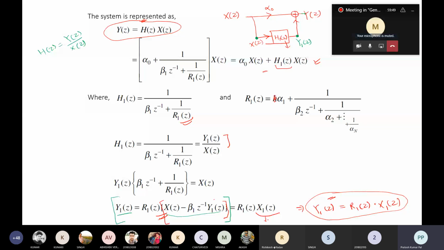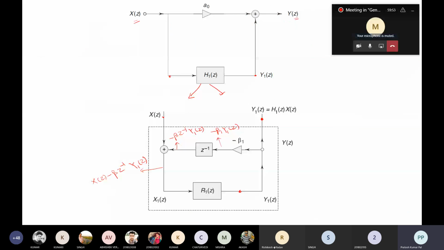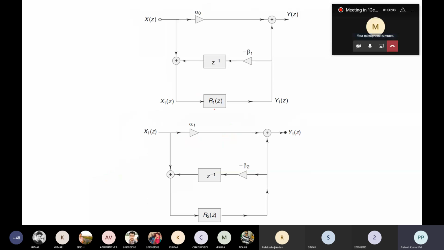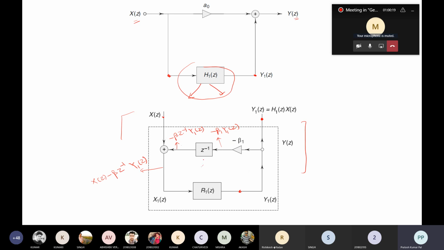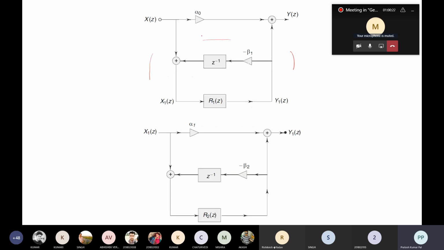So we can replace these two nodes, because this node is also x of z and this is y1 of z. This complete realization will be replaced by this term. After replacing, we get alpha naught coming out here, and this h1 of z being replaced by this term. This is the term that is realized below. So this is the realization of the first alpha naught and beta 1.